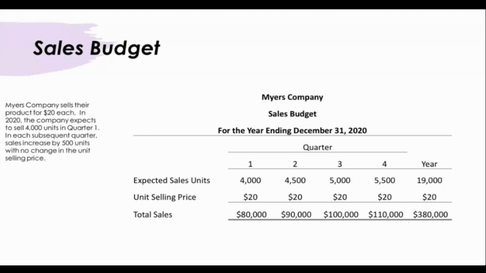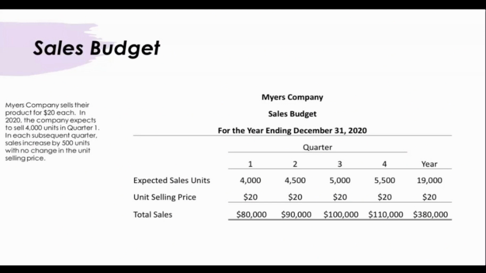And then in quarter 4, we sell 5,500 units for $20 a unit for a total sales amount of $110,000. So we have now filled up quarter 1 through quarter 4 in our sales budget, but we also need to show for the entire year, for all of 2020, what our sales numbers were.